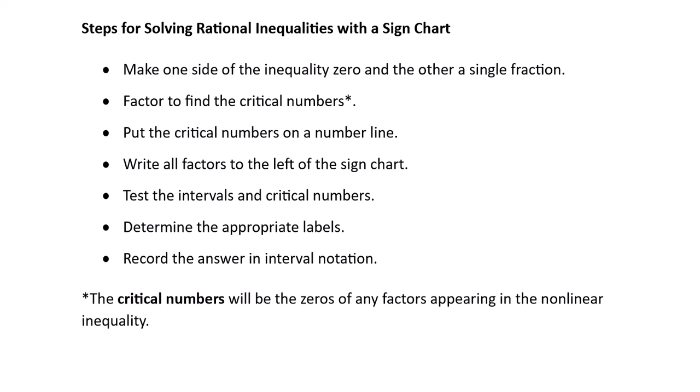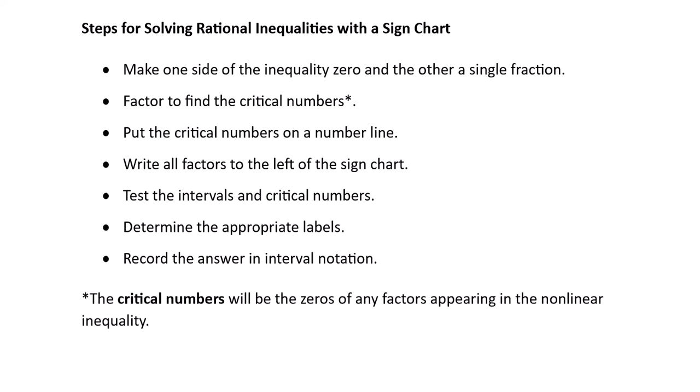Make one side of the inequality 0 and the other a single fraction. We'll factor to find the critical numbers. Put the critical numbers on a number line. Write all the factors to the left of the sign chart. Test the intervals and critical numbers. Determine the appropriate labels and record the answer in interval notation.